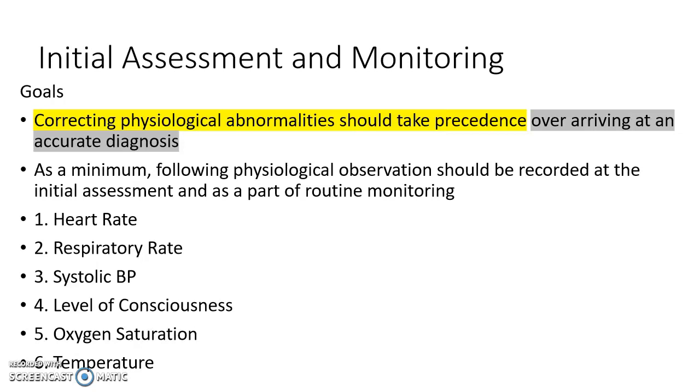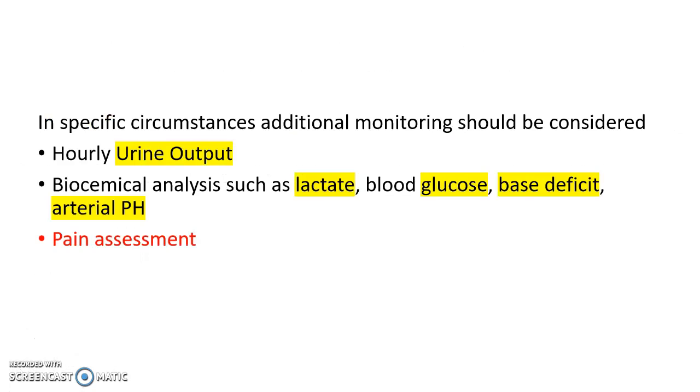So, initial assessment and monitoring has goals. The goals are correcting all the physiological abnormalities, and this takes precedence over arriving at an accurate diagnosis. As a minimum, the following physiological observations should be recorded at initial assessment and as part of routine monitoring: heart rate, respiratory rate, systolic BP, consciousness, oxygen saturation, temperature, glucose level, urine output, arterial blood gas analysis, and also the pain assessment.